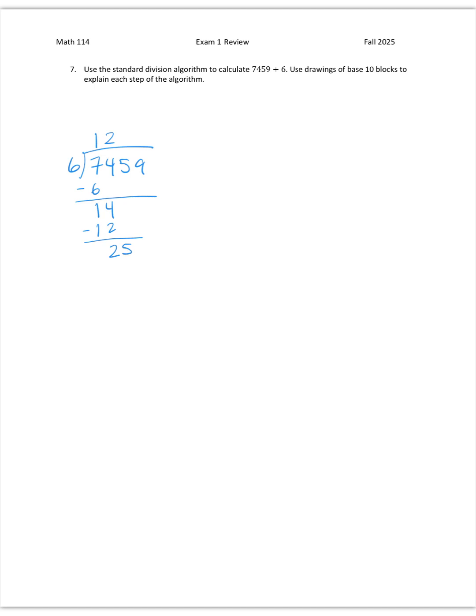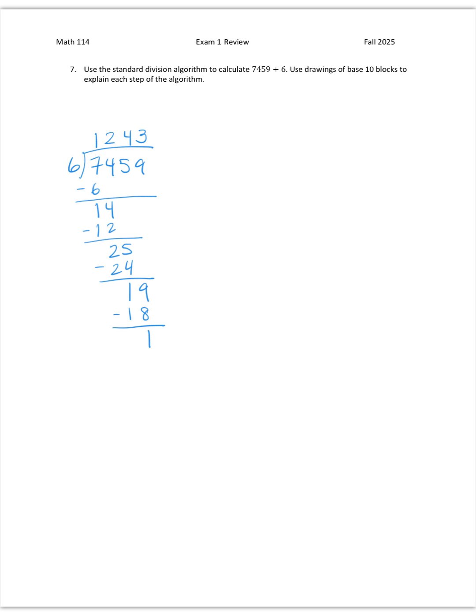6 goes into 25 4 times. 4 times 6 is 24, and we subtract. We get 1, and we bring down the 9. 6 goes into 19 3 times. 3 times 6 is 18, and we subtract. We get 1. And because 1 is smaller than 6, I'm done. Okay, this is my remainder. So I have 1,243 with a remainder of 1.